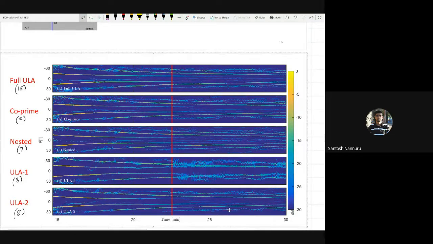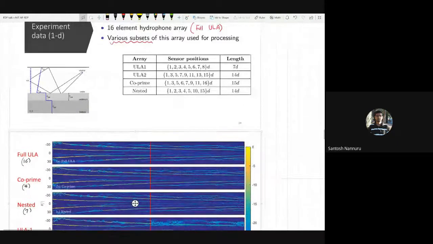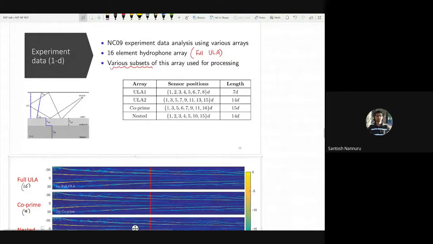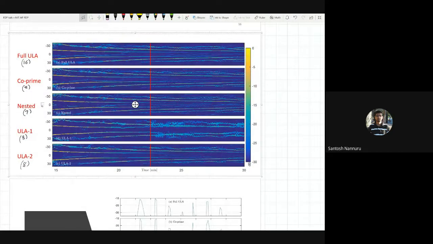Here ULA2 also seems to work, though there are some missing angles. So ULA2 was the array with alternate sensors. So it's ULA, but it has a large aperture, so it will be able to resolve better. But this will have more aliasing because you have doubled the spacing basically. So it will have more aliasing compared to ULA1. That part is not clearly visible here, but there are definitely some portions which are missing in ULA2 results.